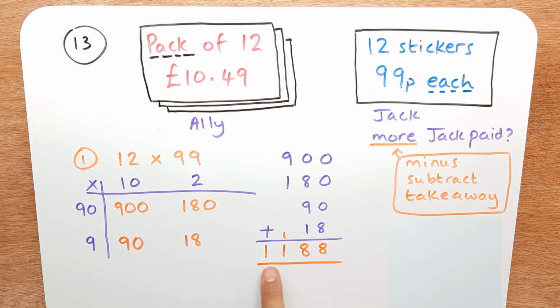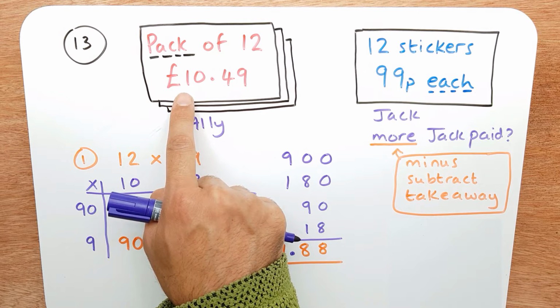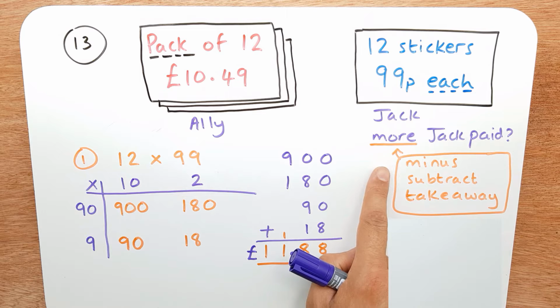Now because we're dealing with money, we have to have 2 decimal places. So what we do is we count back from here. 1, 2. So this is our number, 11.88. And because it's money, it's £11.88. So we can see Jack paid more than Ali. But how much more? So what we do is we do a subtraction.